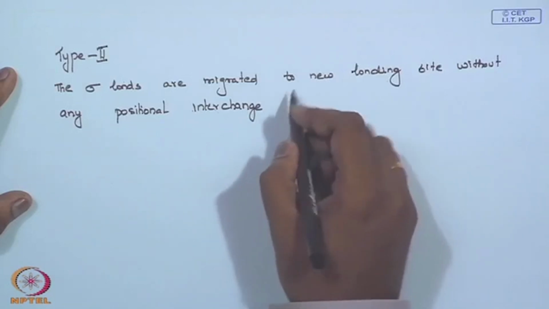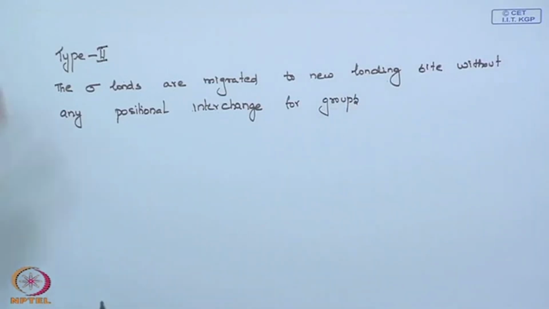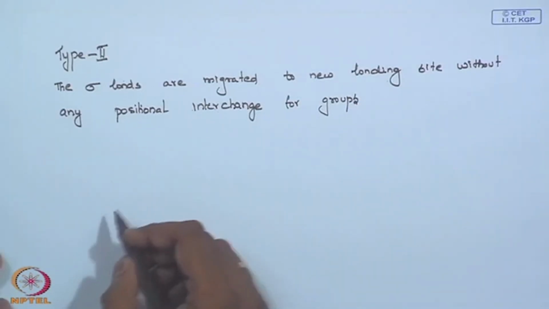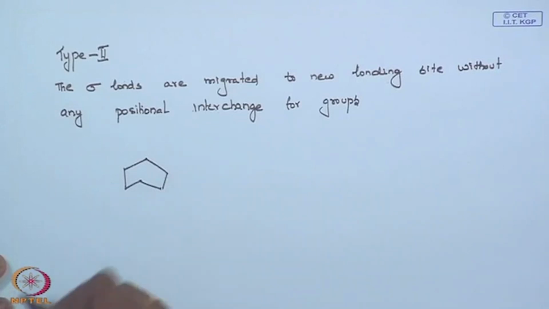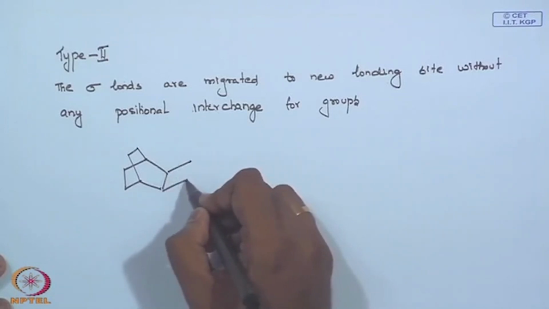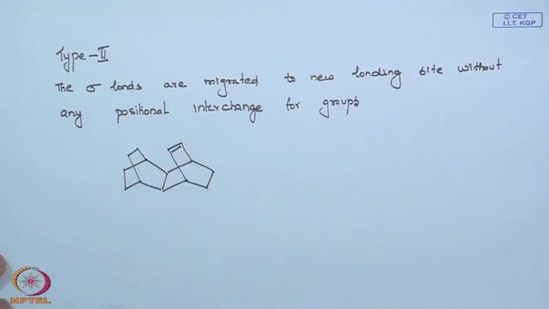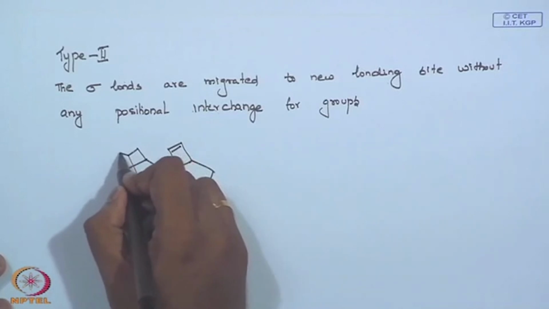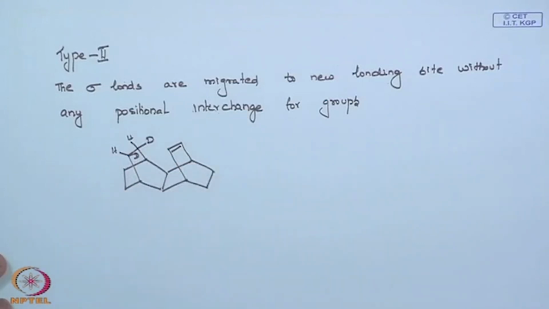Interchange for groups. Now we will see the example and see whether it fits our definition. So I take this molecule. I have a double bond here. In this case, I keep my hydrogen, but on one side I keep deuterium and here also deuterium. Instead of hydrogen, I made it a deuterium.